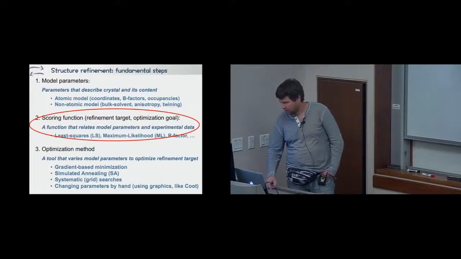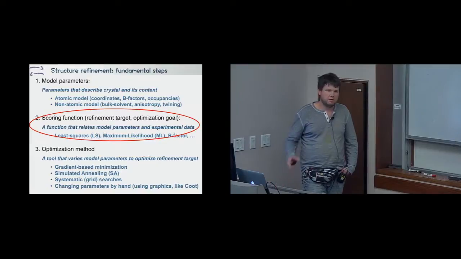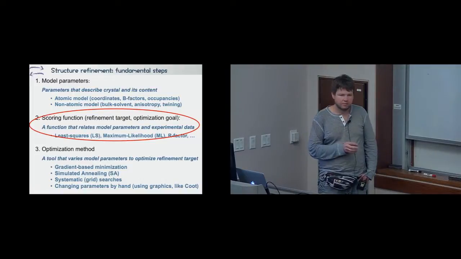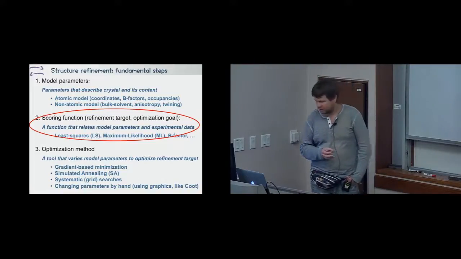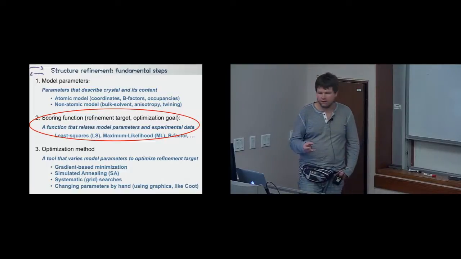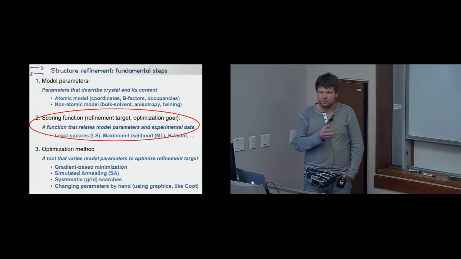Okay, moving on, scoring function. So what is a scoring function? That's the function that relates atomic model parameters to our measured data. In the case of crystallography, your data are F-obs or I-obs, intensities. In the case of cryo-EM, your data is a map, and so on. So it can be formulated in more general terms.